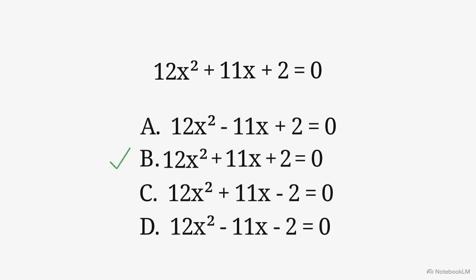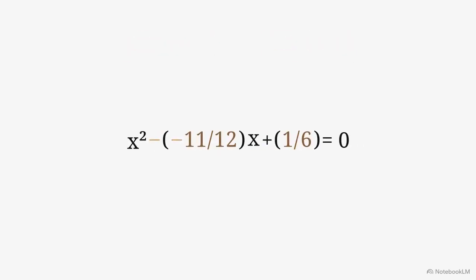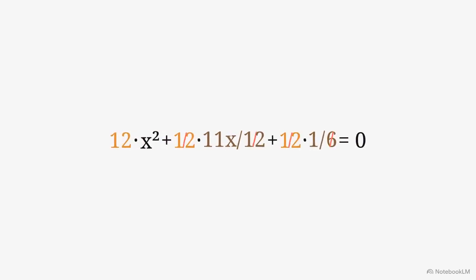We can see why the others fail. Since both roots were negative, our factors became positive, resulting in a positive middle term and positive constant term. As a faster hack for the exam, use this formula. X squared minus the sum of the roots times x plus the product of the roots. Plugging in our roots gives us the exact same result once we clear the denominators.